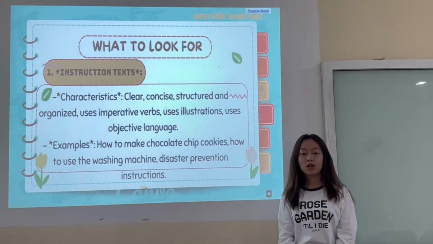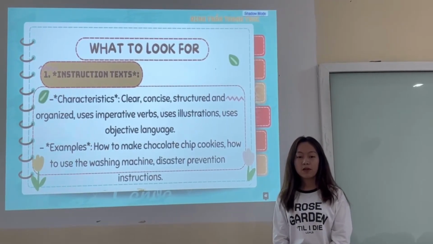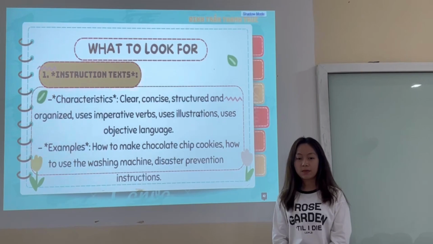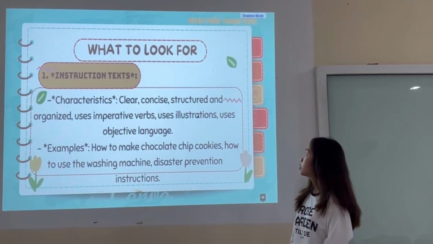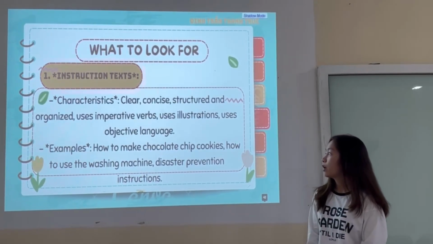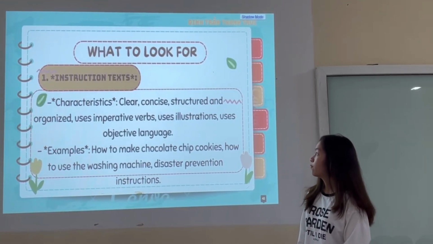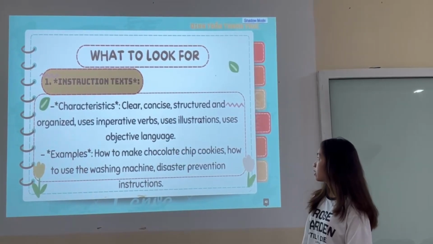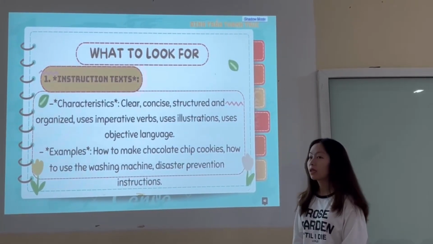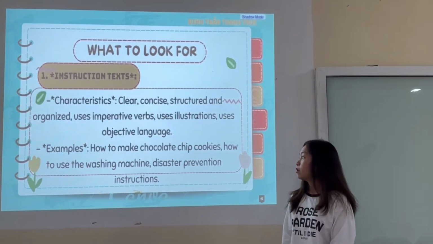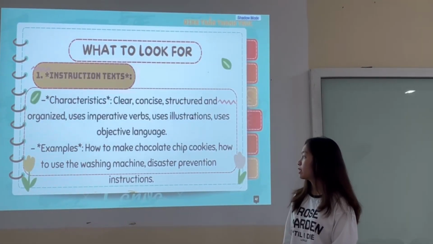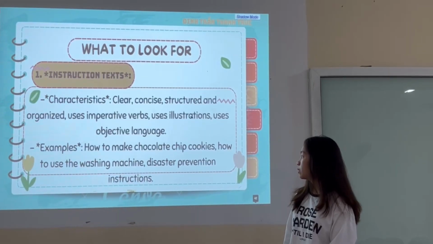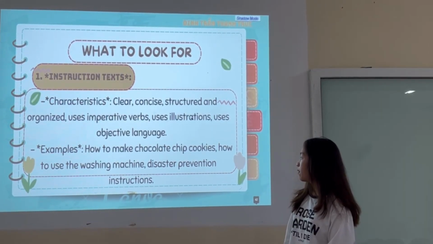Now I will talk about what to look for. The first is instruction text. Characteristics: clear, concise, contextual, and organized. Uses imperative verbs, illustrations, and objective language. Examples: how to make chocolate chip cookies, how to use the washing machine, disaster prevention instructions.